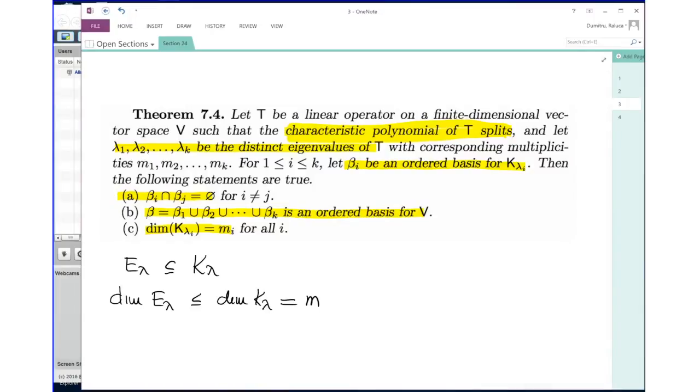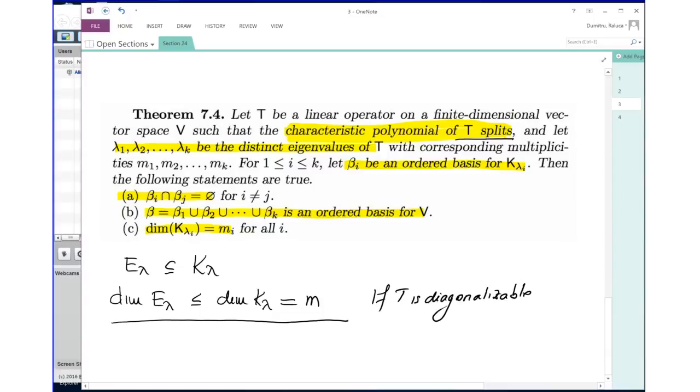So now, if the characteristic polynomial of T splits, that doesn't mean the operator T is diagonalizable, right? It could be, or it may not be diagonalizable. But when T is diagonalizable, do you see what happens here? If T is diagonalizable, remember that that means the dimension of every eigenspace equaled the multiplicity of the corresponding eigenvalue, right? We had that theorem back then. So how could that be?